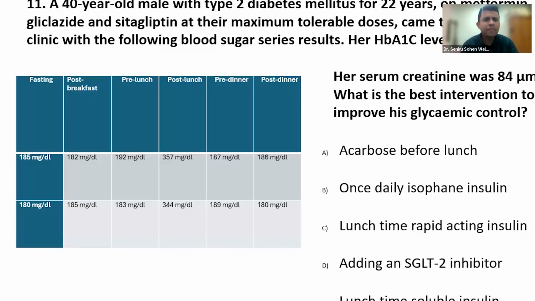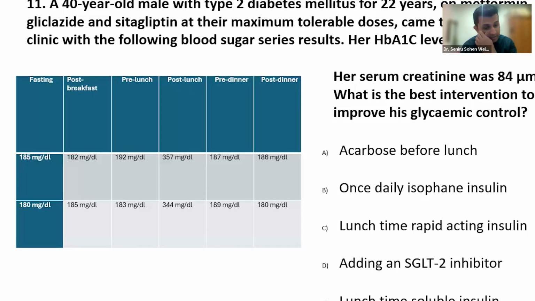So interesting. We have a 40-year-old male with type 2 diabetes mellitus for 22 years on metformin, gliclazide, and sitagliptin, which are the usual drugs that we have in the government sector, at maximum tolerable doses. They came to the medical clinic with the following blood sugar series results, and HbA1c is 9.5. So that means that the long-term control of diabetes is not that optimal. Serum creatinine is 84. That means the renal function is normal. They ask what is the best intervention to improve his glycemic control.